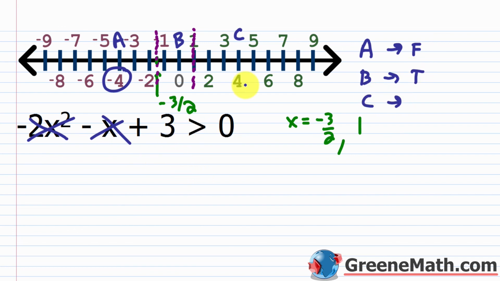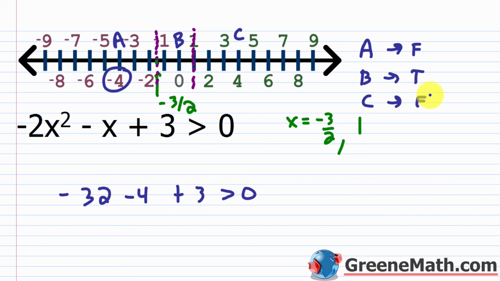And then for C, let's just choose 4. So if I squared 4, I'd get 16. 16 times negative 2 is negative 32. And then minus 4 plus 3 is greater than 0. We can tell that's going to be false. Okay? Let's erase this. So basically, the region that works is region B.